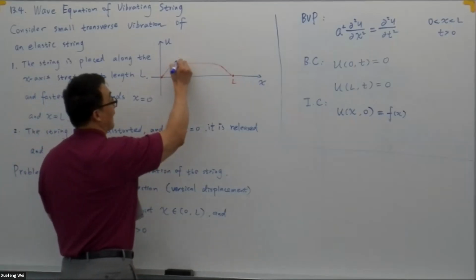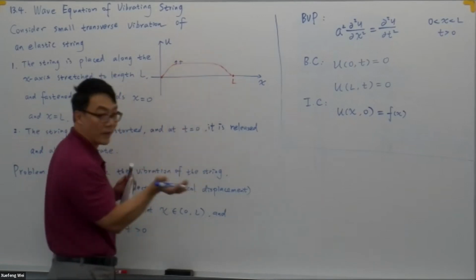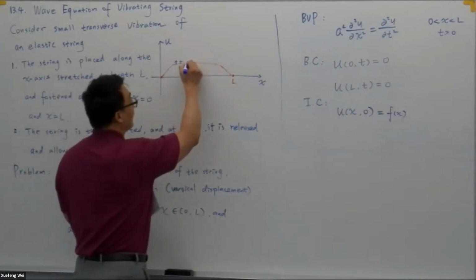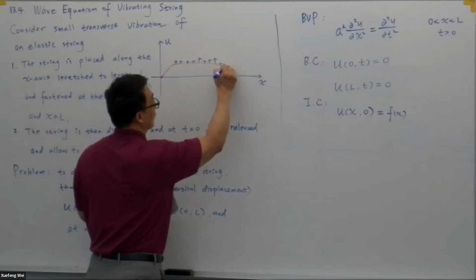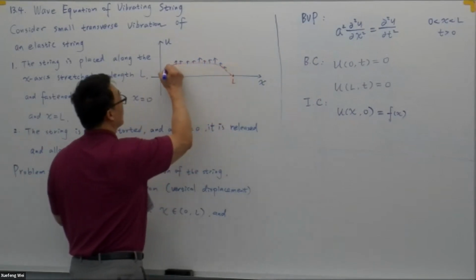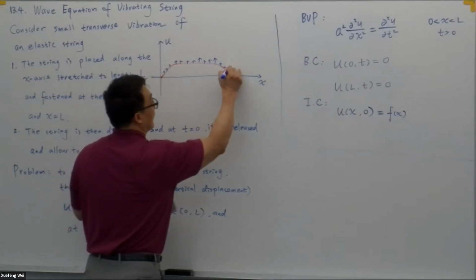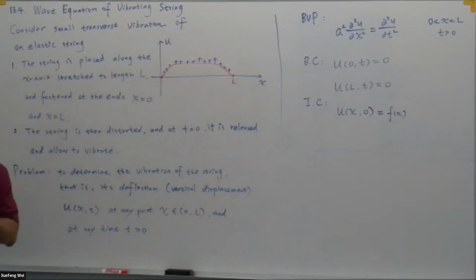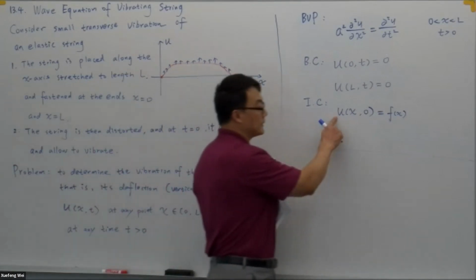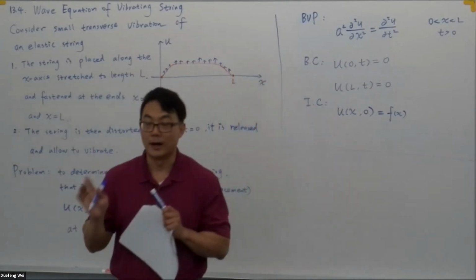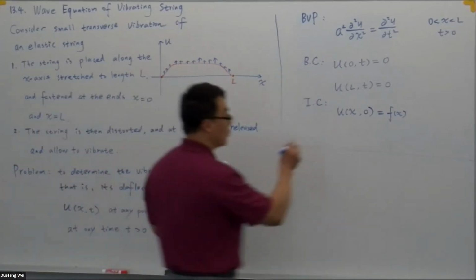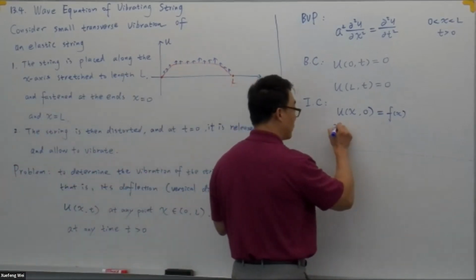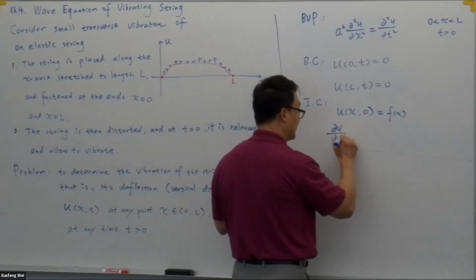For example, maybe every point is still moving at time equal to 0. They have a velocity. Every point, maybe there's a certain velocity associated to it. Suppose they're all moving up. So what is velocity? When you have u as displacement, velocity is the derivative in terms of time. So it's partial u, partial t.